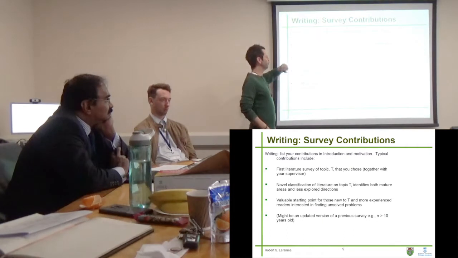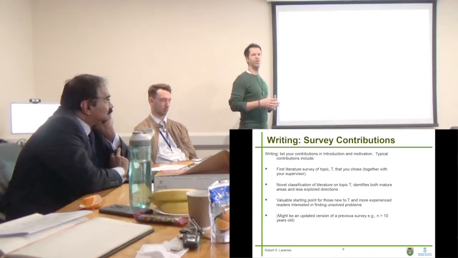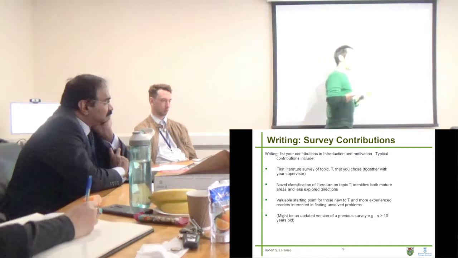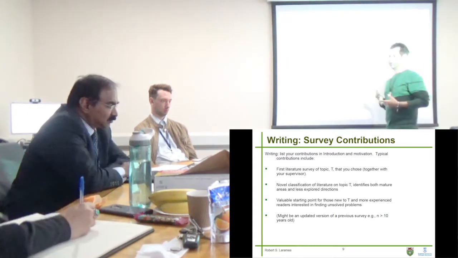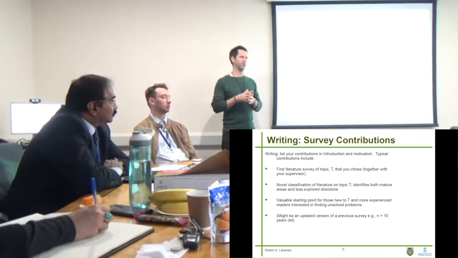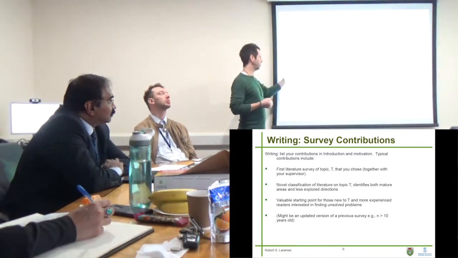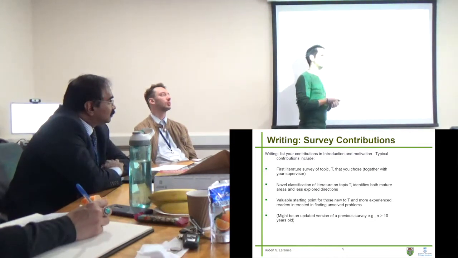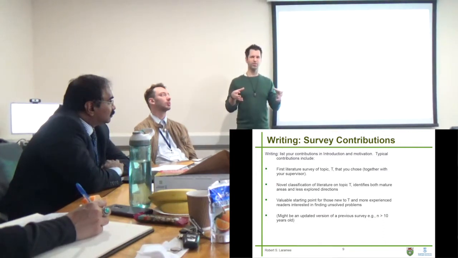Another typical contribution of a literature survey is a novel classification. We haven't talked about that yet, that's coming. But you can introduce ways to organize that literature that identify the solved and unsolved problems. Or you could also say the mature areas where a lot of work has been done, and the immature areas where very little work has been done. And another contribution is it could serve as a valuable starting point for anybody that's new to the field, but also experienced researchers that want to have a nice reference of the field.